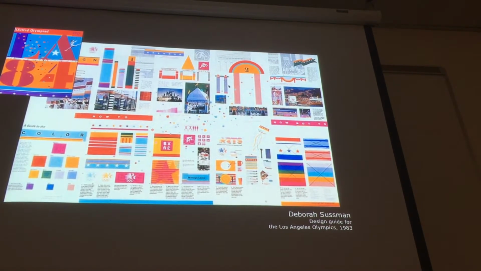And so when Deborah Sussman stepped into the situation, they were really, really behind on where they should have been for the graphic program and all the buildings and all the stuff that went into the Olympics. And so they had to figure out a way to make these Olympics work on a shoestring budget.